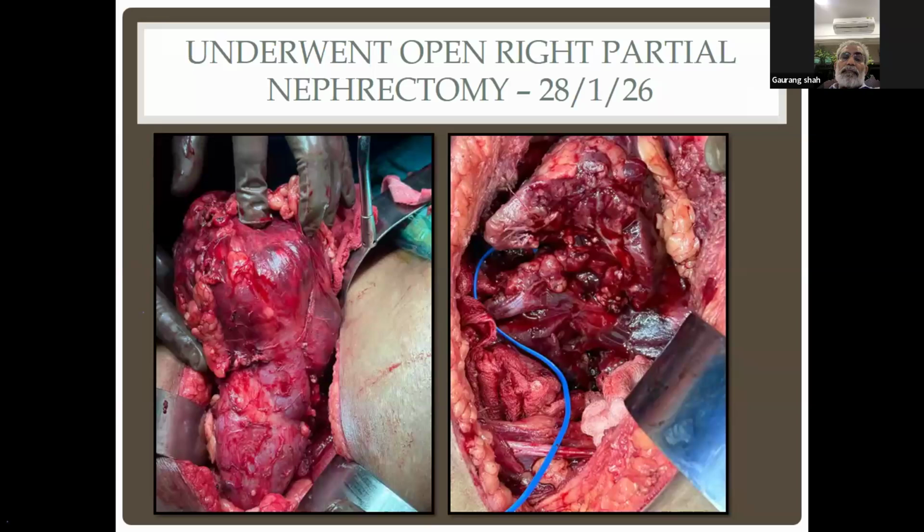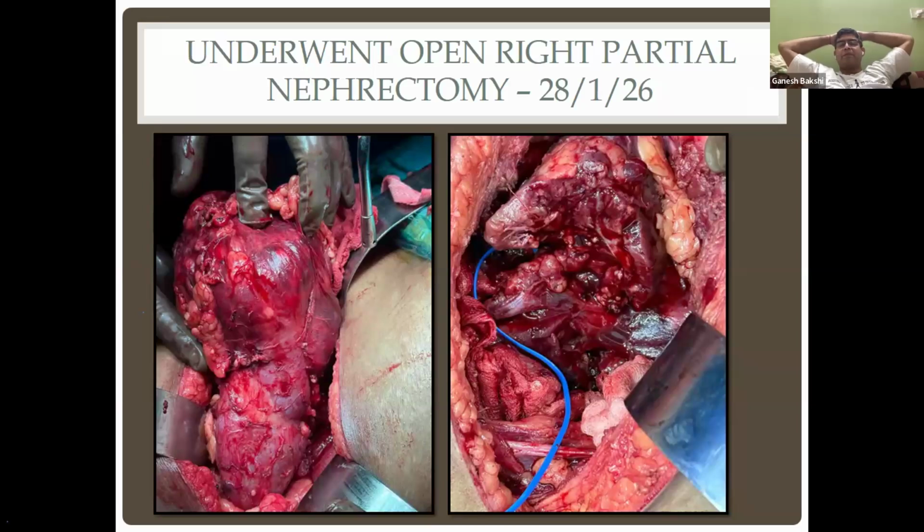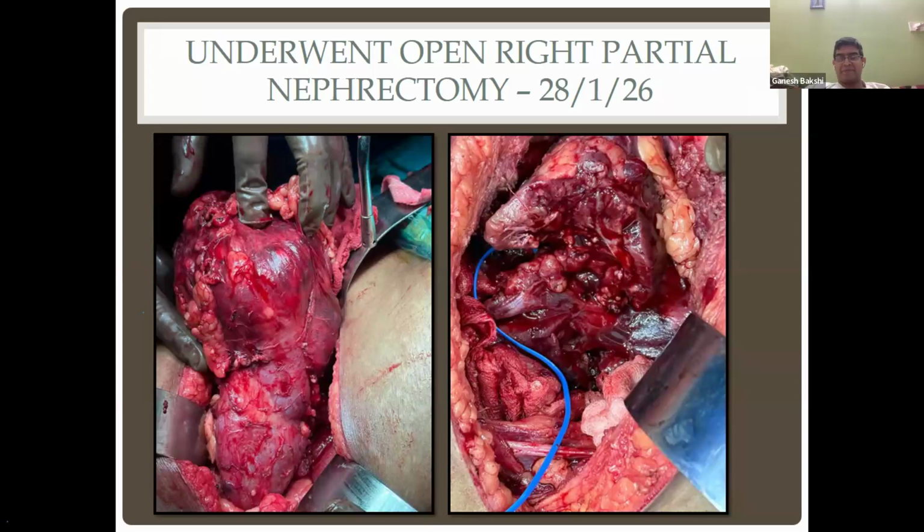No, the right one, where the loop is there, vessel tape is there. That is renal vein. Correct. No, it is not going around anything. It is just a loop there. It is just lying around.